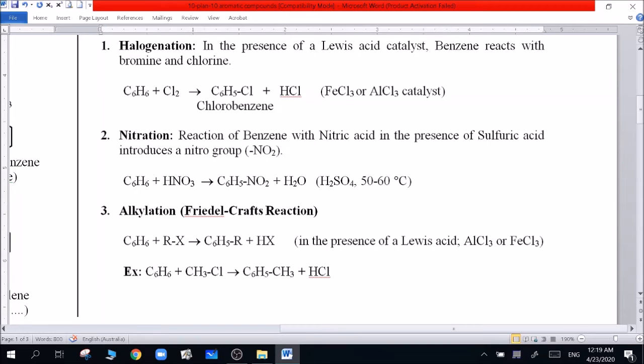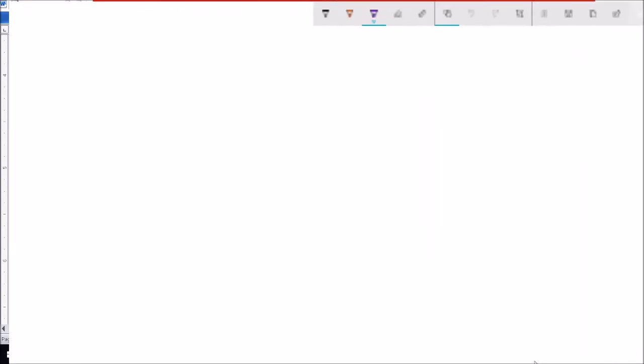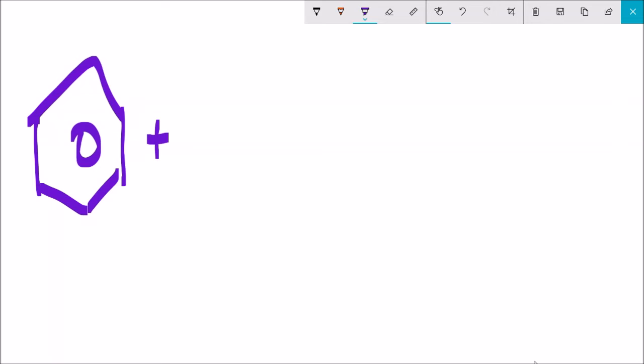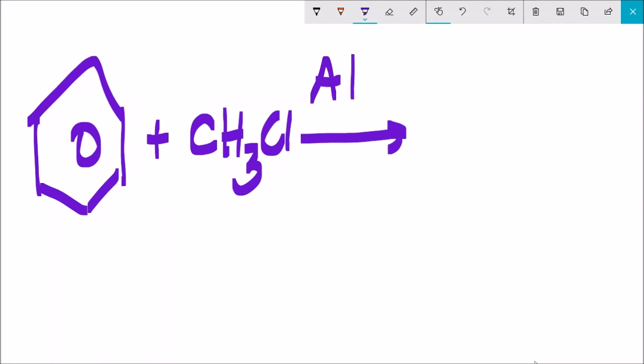Alkylation has another name, the Friedel-Crafts reaction. You have the general formula here: C6H5R, where R is the alkyl group. Let's rewrite it. We have the benzene ring and alkyl halides, let's say CH3Cl. As the Lewis acid you use AlCl3.